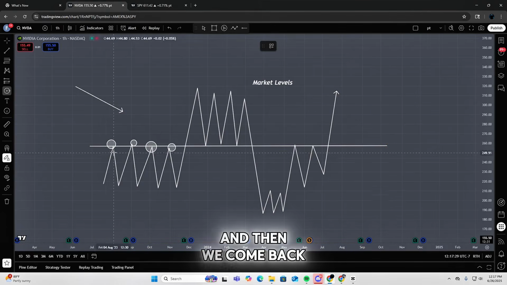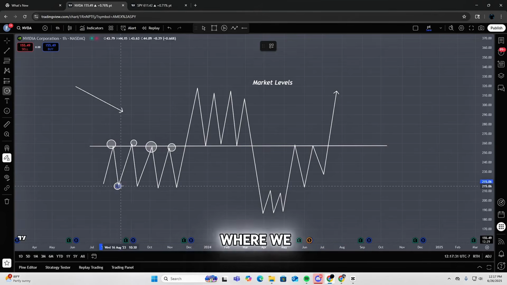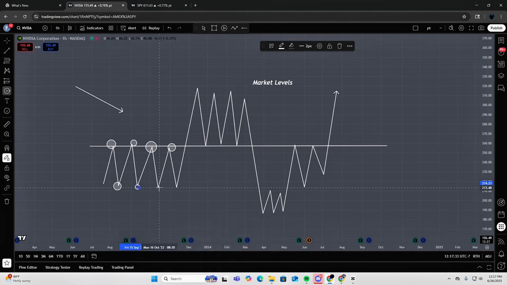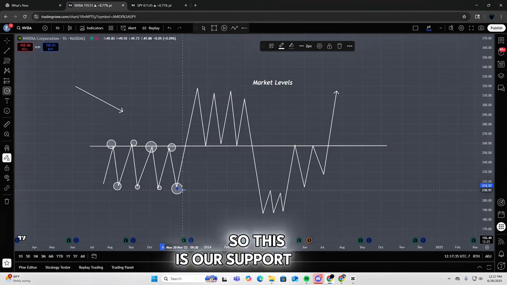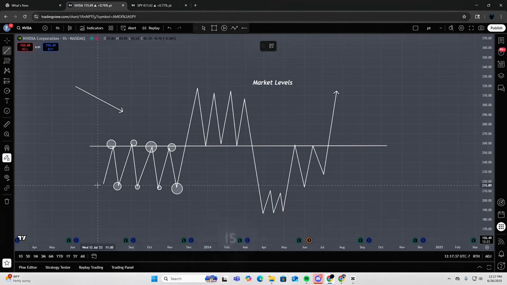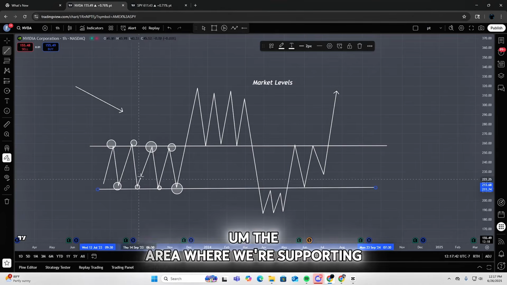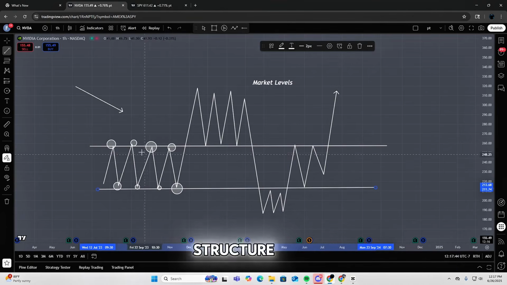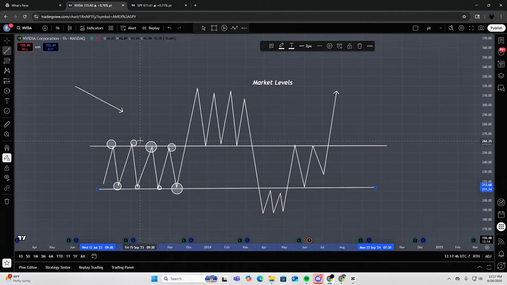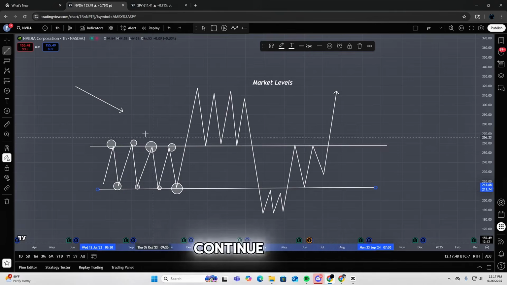And then we come back down to what? Our area where we get bought, right? This is the area where we get bought. So this is our support, right? So what support and resistance is again, support is basically the area where we're supporting our structure, right? And resistance is just where we're resisting to basically continue higher, right?